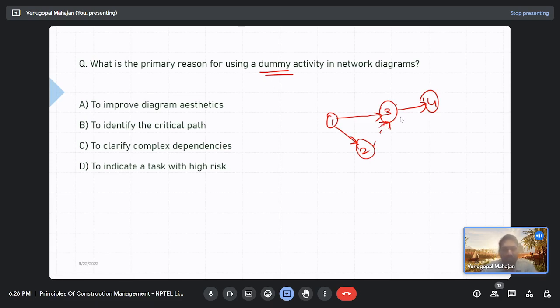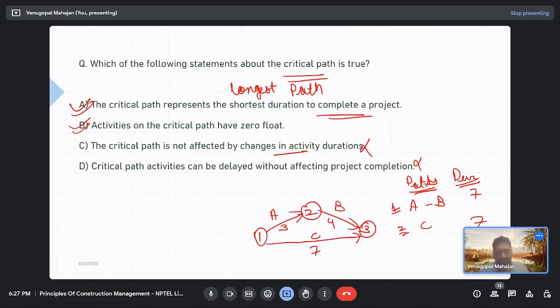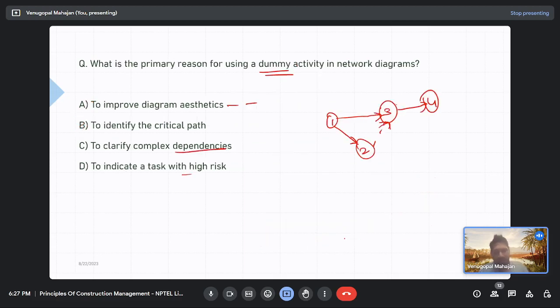So what is the primary reason for using a dummy activity? To improve the diagram aesthetics, I mean dotted lines, obviously. C, to clarify complex dependencies. To identify critical paths, not so much. To indicate a task with high risk, we saw that we are not even in this case. If you had to highlight the critical path, what you would have done is draw over it, right? That is one way of presenting it. So yes, to clarify complex dependencies.